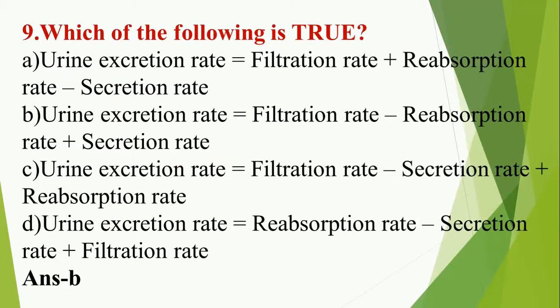Right? Question number 9. Which of the following is true? And it's all about urine excretion rate. We know the filtration rate, which is allowing rate minus the addition of the opposing rate, right? So the urine excretion rate is equal to filtration rate minus reabsorption plus secretion. So option B is the right answer.